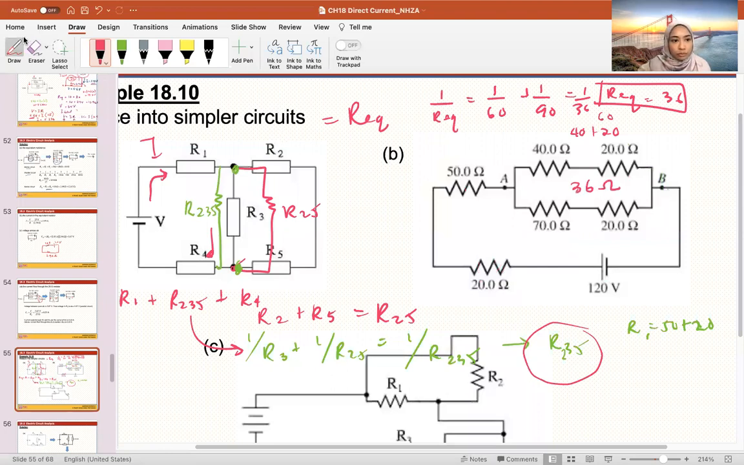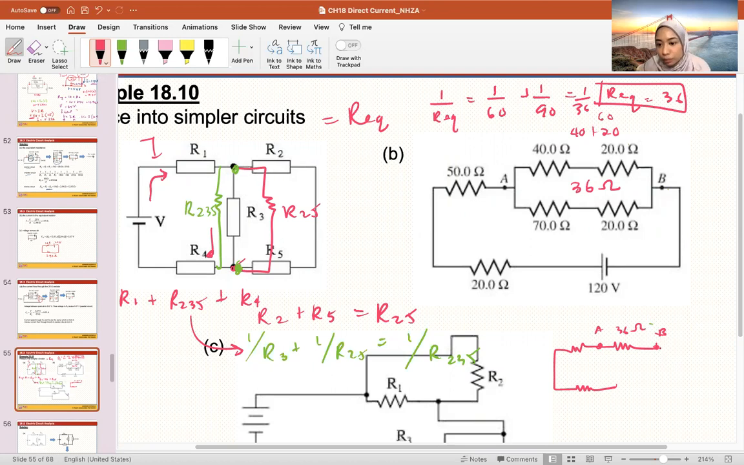So if I were to redraw this, okay, excuse me, 50, 20, and 36. This from point A to point B is 36 ohm. This is my R equivalent from point A to point B only. Then I have my battery. Okay, so this is 20 and this is 50.